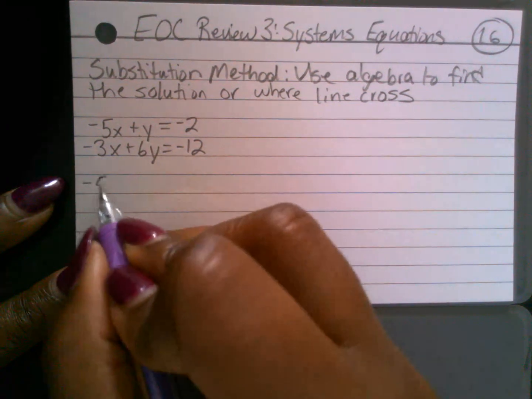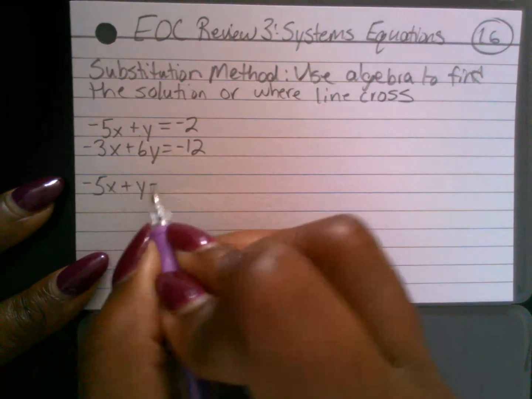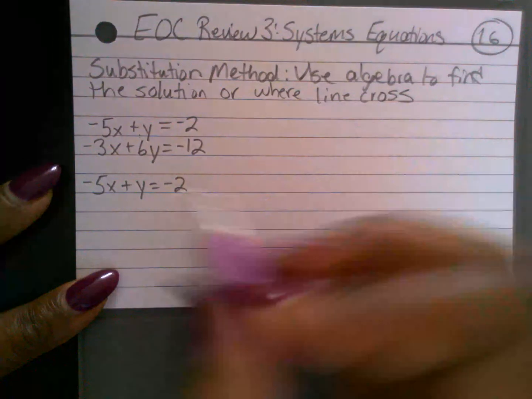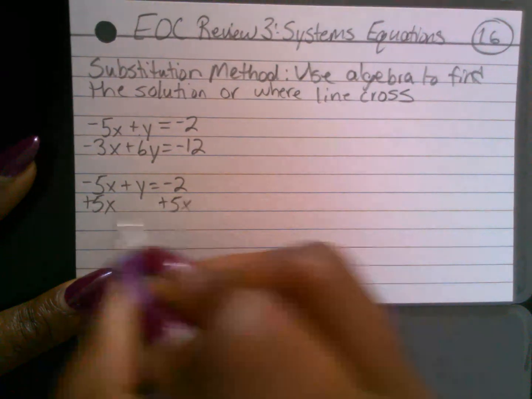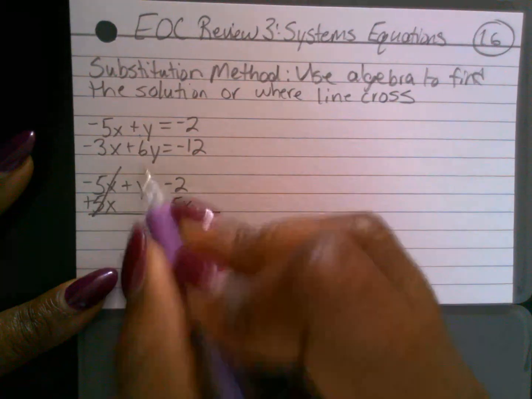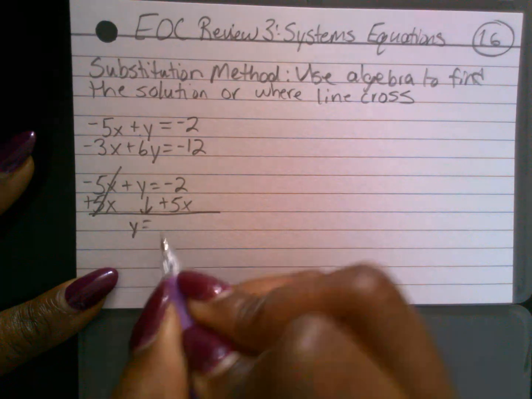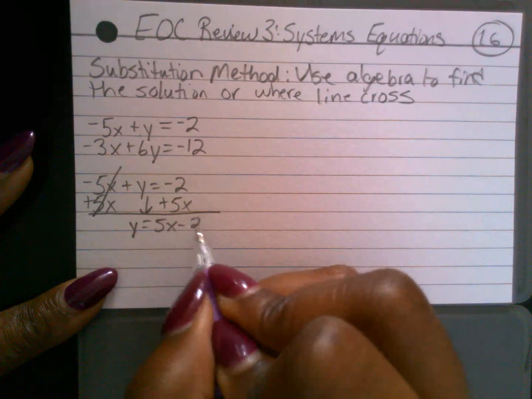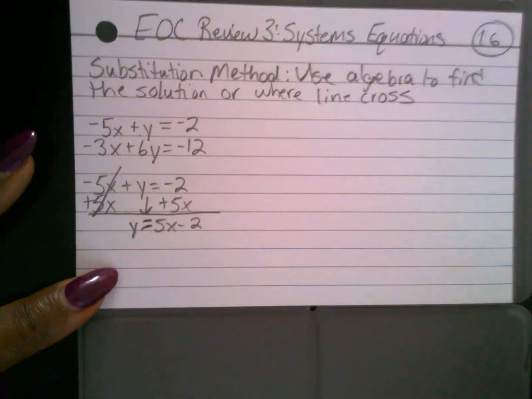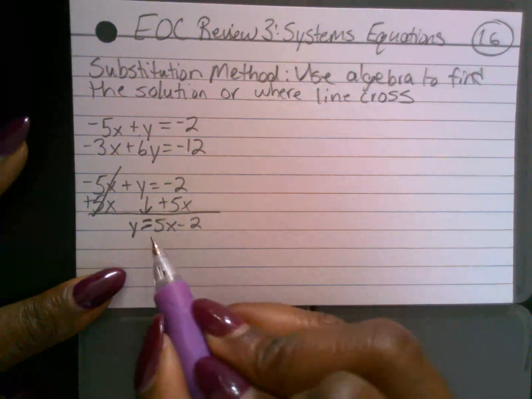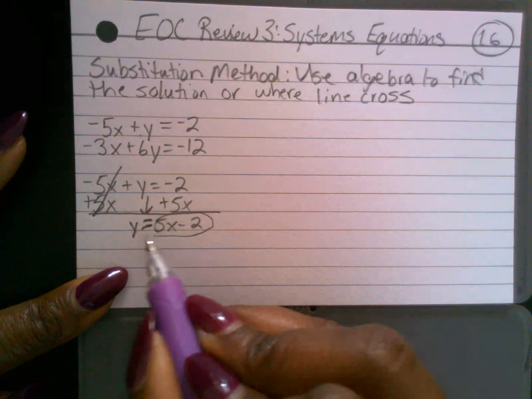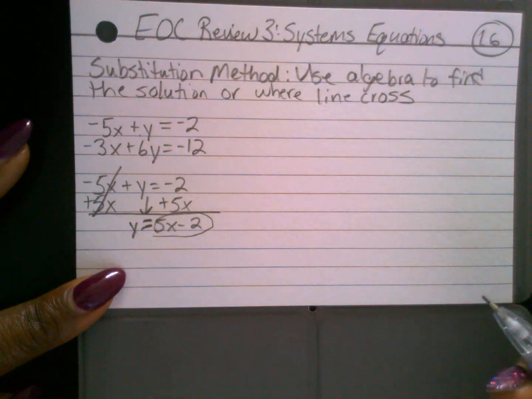So I'm going to rewrite the first equation and isolate the variable y. I'm going to add 5x to both sides. This is 0, and I'm left with y is equal to 5x minus 2. That's the first step. y is now isolated. So I'm going to substitute this for y in the other equation, okay?